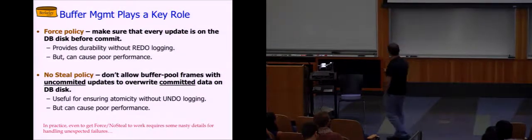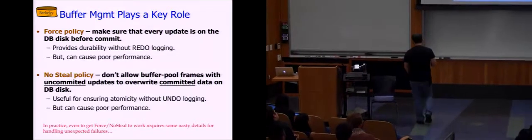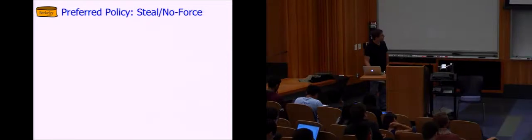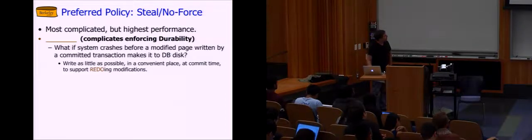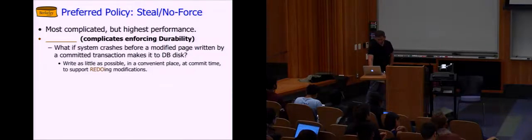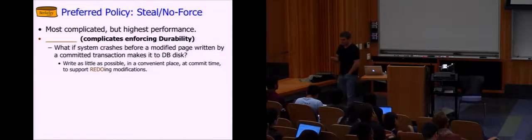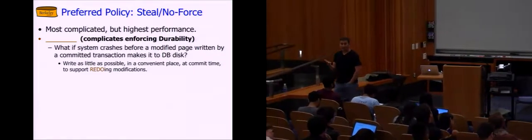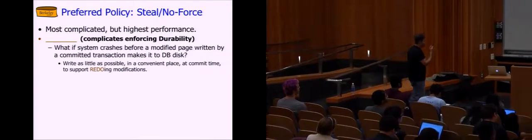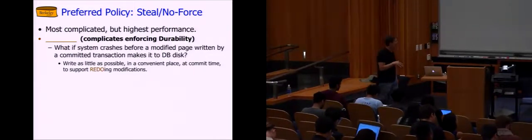So in practice, we're going to need to pick a pretty aggressive space here and then somehow make it work. So what we really want is steal and no force. Okay? It's going to be the most complicated scheme because we're going to need to deal with both redos and undos when we recover. All right? But it's going to give us the highest performance in the steady case where things are not failing.